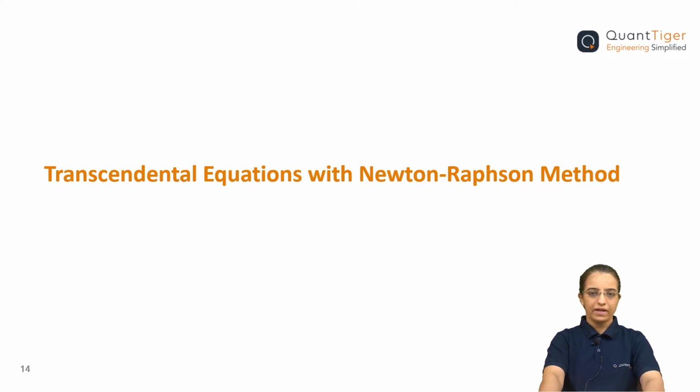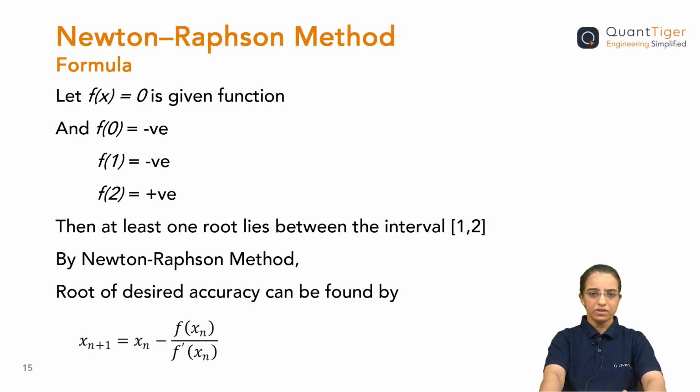It is comparatively faster than the regular false method in order to find the roots, the values of the given equation. So that approximation, that value which we get, is a little faster. So let's start by looking at the Newton-Raphson method.